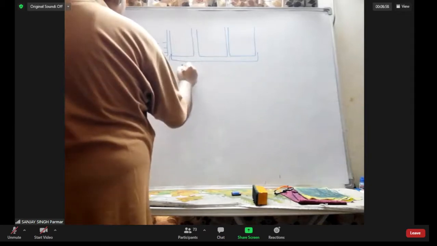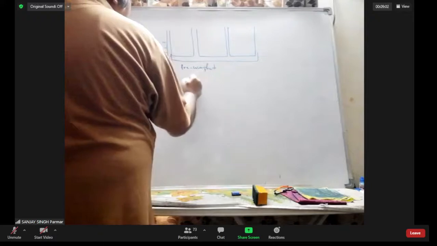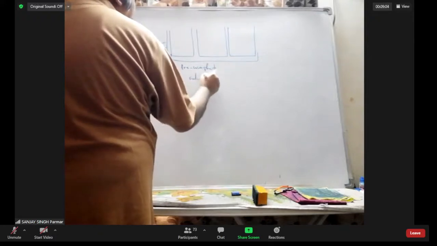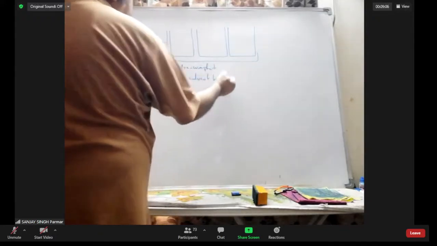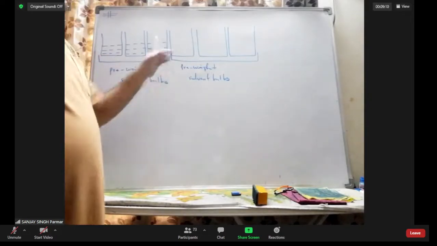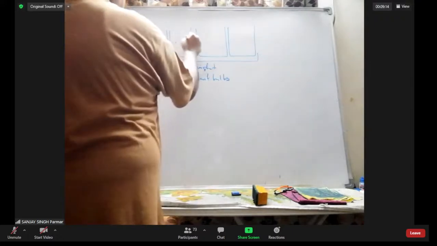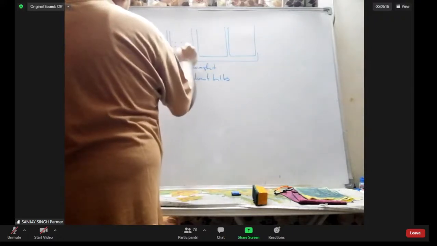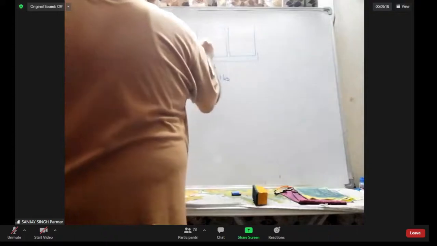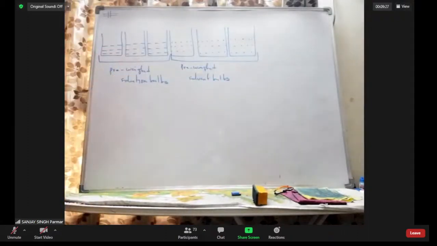And these three are pre-weighed solvent bulbs. In the first three we are having solution, in the second three we are having the solvent. This is the way I am demarcating, so that confusion should not be there. So dot I am putting for the solvent, and dash for the solution.